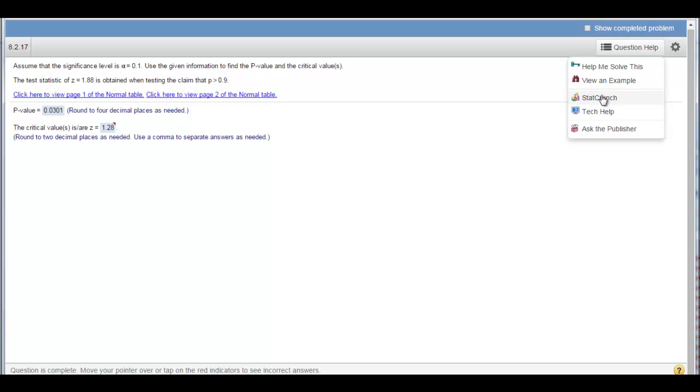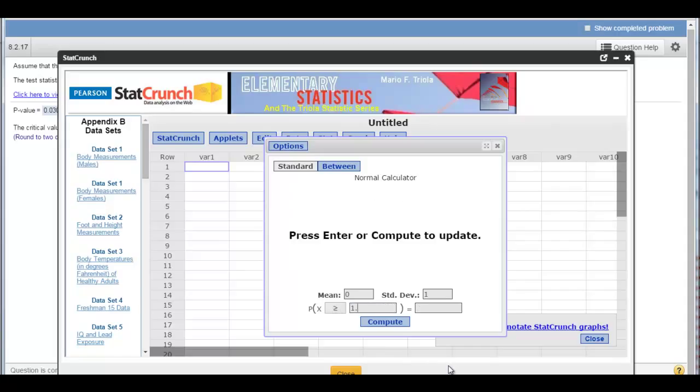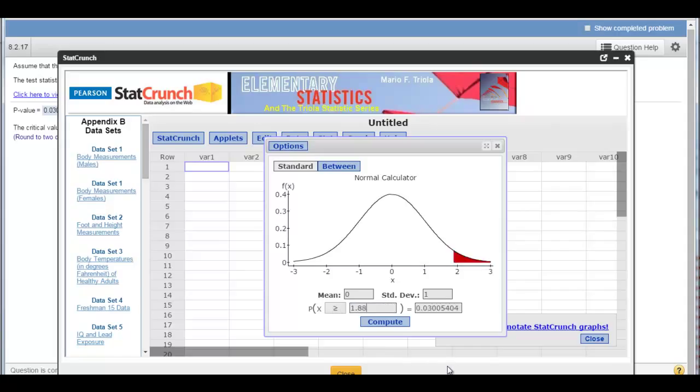So we'll go back to StatCrunch, and back to our normal calculator. And now what we want to do is find out how much area there is out here if the z-value is 1.88. And we find that that is 0.0301 if we round to 4 decimal places.